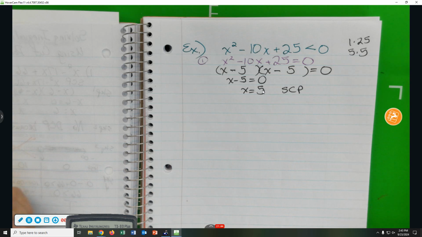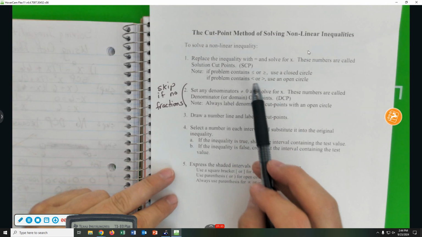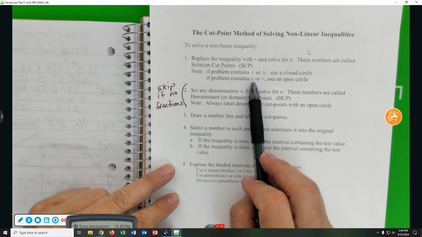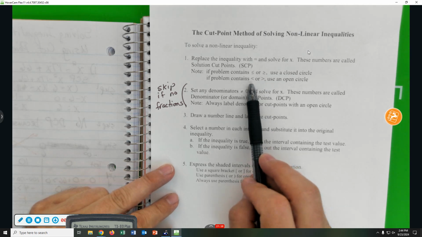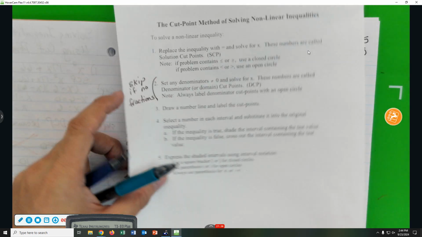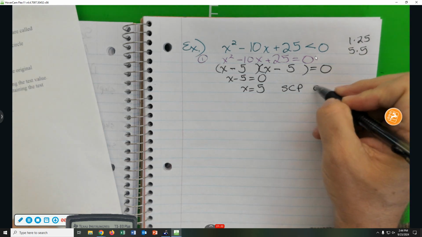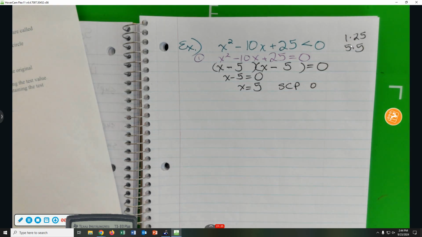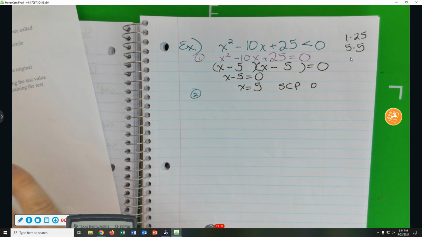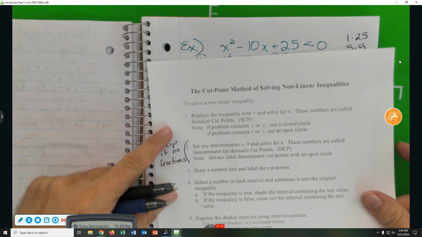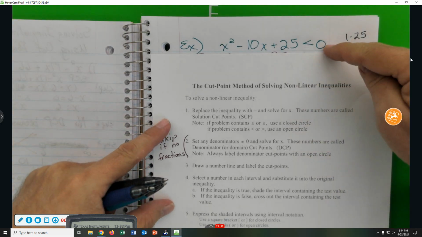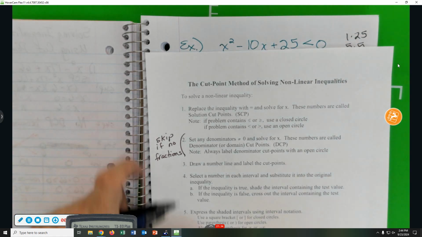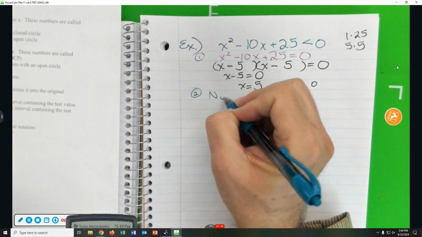How are we going to label this cut point on a number line? Look at the first note. It says an open circle. There's just a less than or greater than, no equality, so we'll use an open circle. What do we conclude about step number 2? Are there any denominators? No. There are no fractions in the original inequality, so there are no denominator cut points. Good.